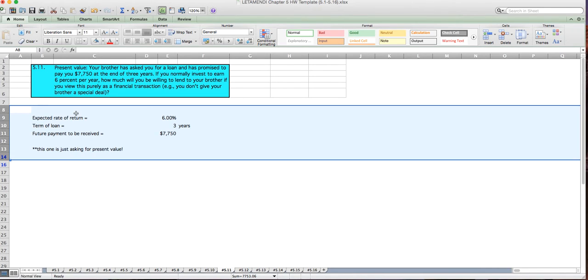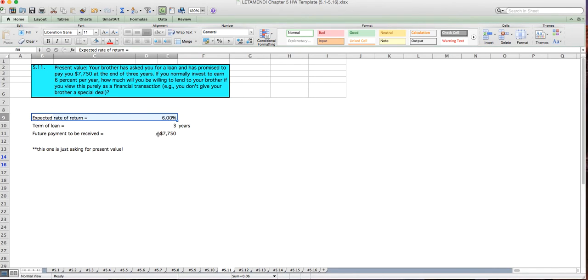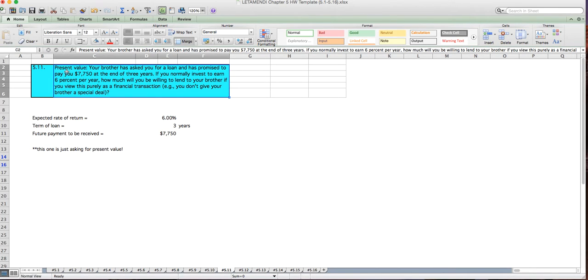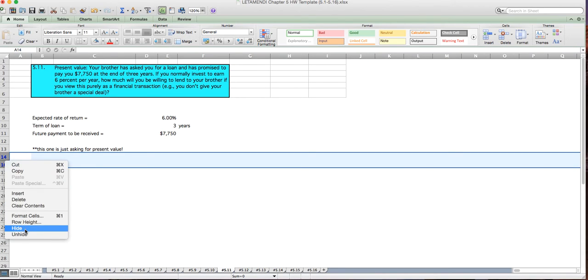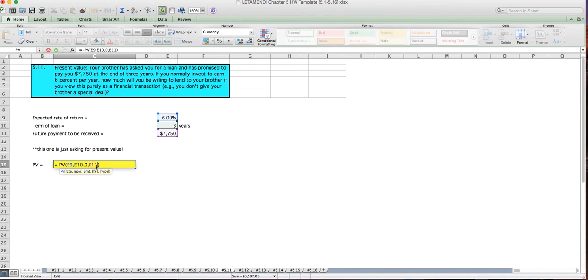So let's isolate what we know. The expected rate of return is 6%. The term of the loan is 3 years. And the future payment to be received is $7,750. So what is this asking you? It's only asking you for present value, all right? Big tip, it says it right here. So let's go ahead and solve.